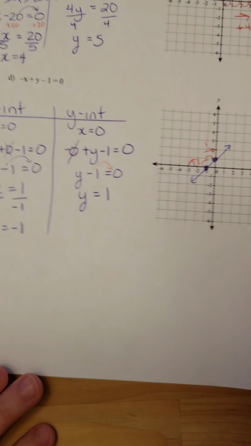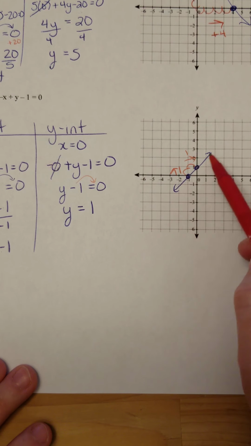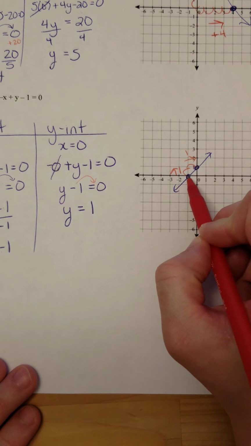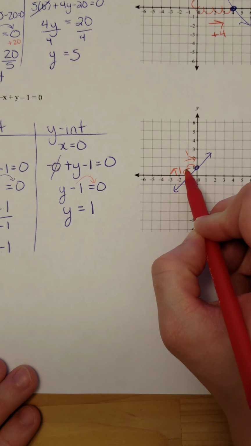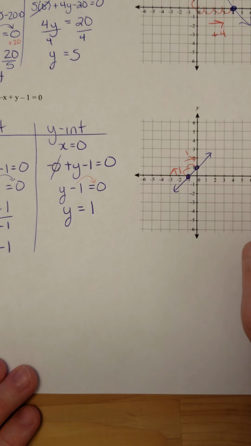I came over here, I drew my x-intercept as negative 1, my y-intercept as positive 1. I connected them with a line. All I have to do here for my rise is up 1, and then my run is over 1. Up is positive, to the right is positive, 1 over 1 is just 1.